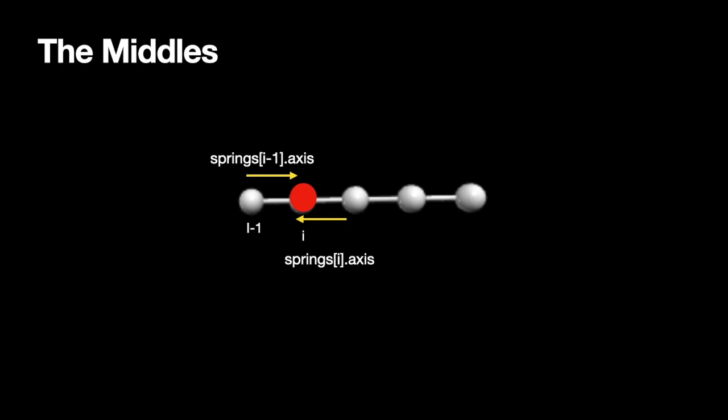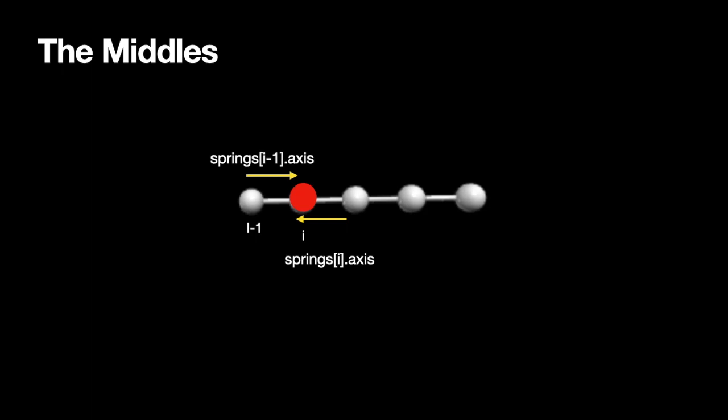So in the middle balls, I actually have 2 springs connected to each middle ball. Let's call that ball number I. The ball to the left of that's I minus 1. The ball to the right of that's I plus 1. But I really care about the springs, right? The spring on the left side is going to be spring I minus 1, because if I'm on ball I, which, if it's ball 1, that's the second ball, the spring on the left is spring 0, which is I minus 1. And the spring on the right is spring I. It's the same number. Okay.